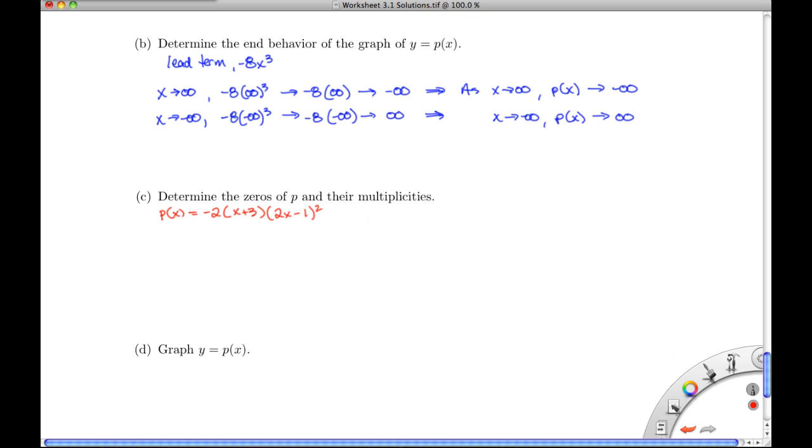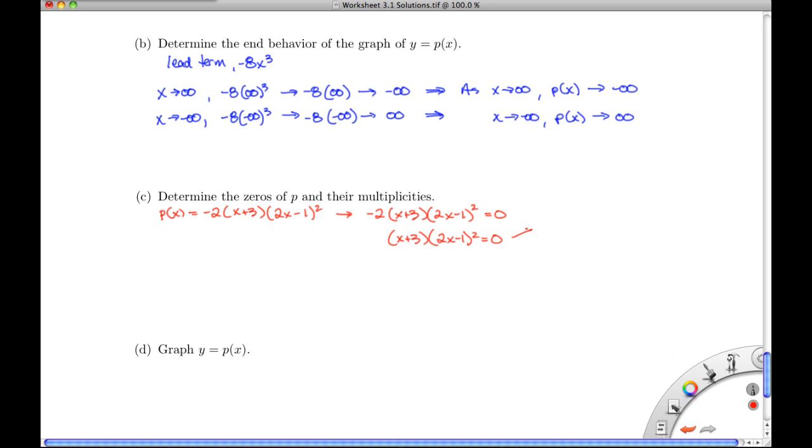So we know that we can determine the zeros by setting the factors equal to 0. So let's go ahead and do that. If we take minus 2, x plus 3, 2x minus 1 squared, and set that equal to 0, we want to figure out which x values will zero this out. So the negative 2, we could just divide both sides by negative 2 and get rid of that. So that's of little importance for the zeros.